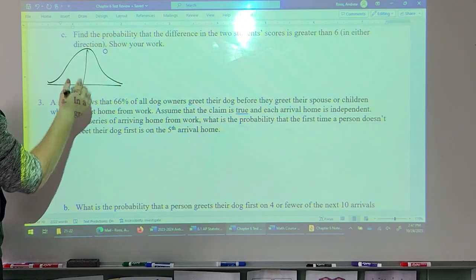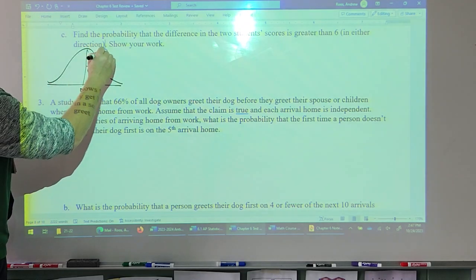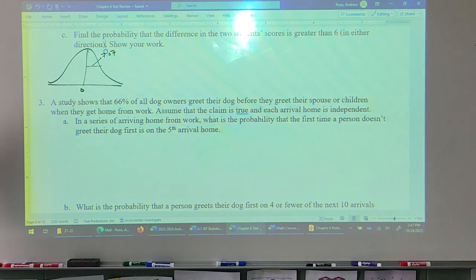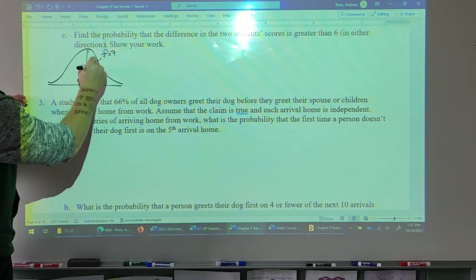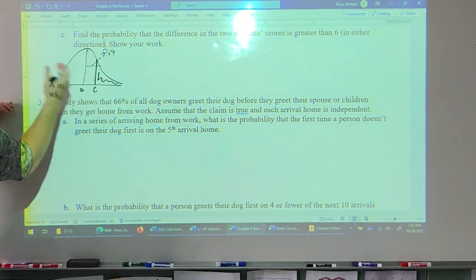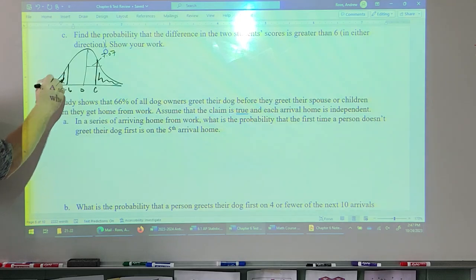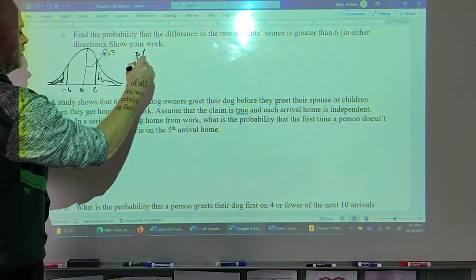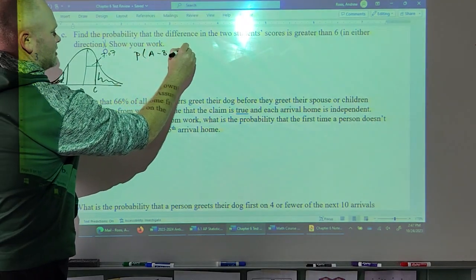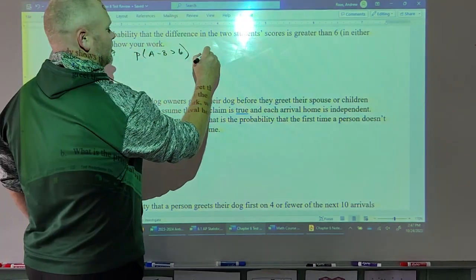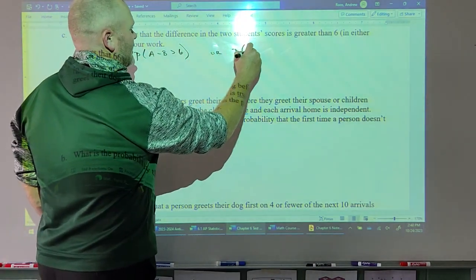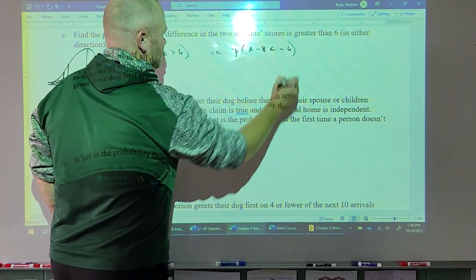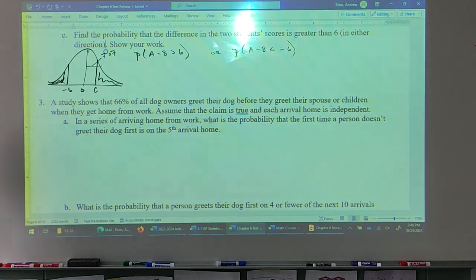expected difference would be the mean we found in part A, 0. Standard deviation, 7.07. So we want that the difference in the two sum scores is greater than 6 in either direction. So is it greater than positive 6? Or is it greater than negative 6? So we need to find both tails of this. So we would need to find the probability that the difference a minus b is greater than 6, or the probability that a minus b is less than negative 6. So we gotta find both directions.